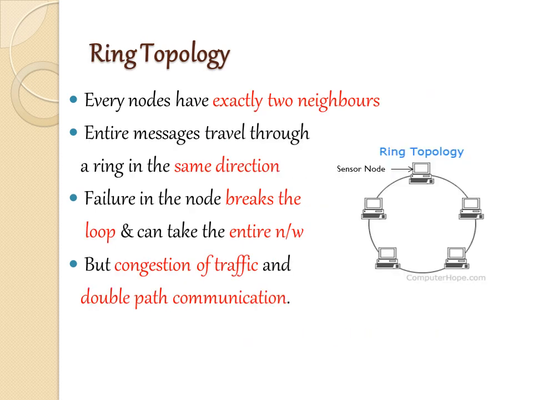Now next topology is ring topology. In ring topology, every node has exactly two neighbors. In this type of topology, the entire message travels through a ring in the same direction. That is, the message can travel either in the clockwise direction or in the anti-clockwise direction, but not simultaneously in both directions. Failure in a node breaks the loop and can take down the entire network. There is a benefit of such kind of topology that it can control the congestion of traffic and double path communication.